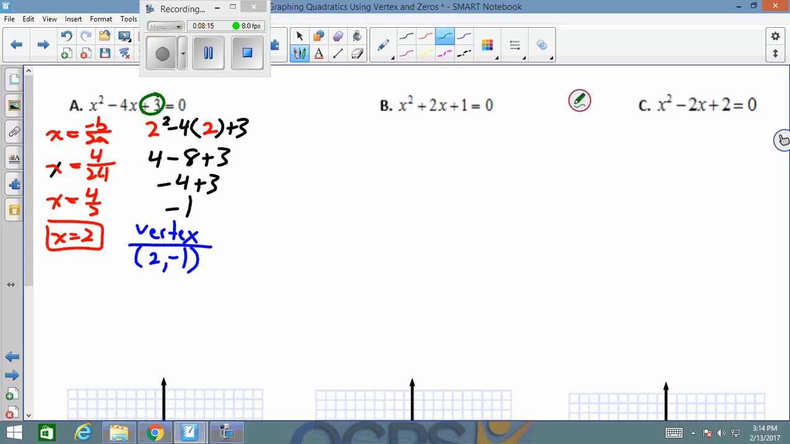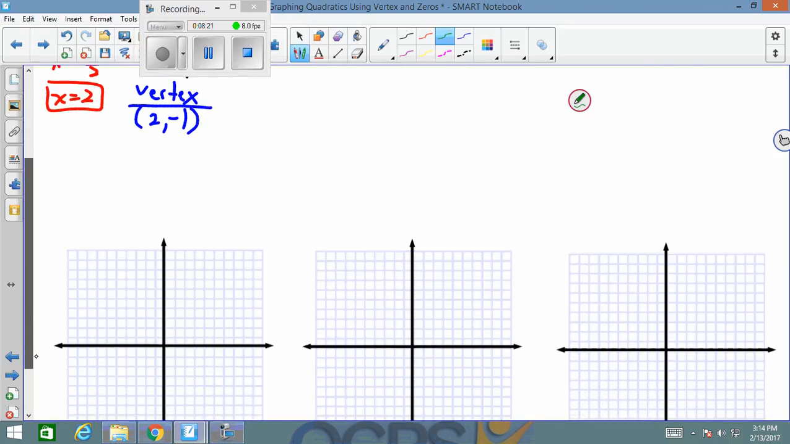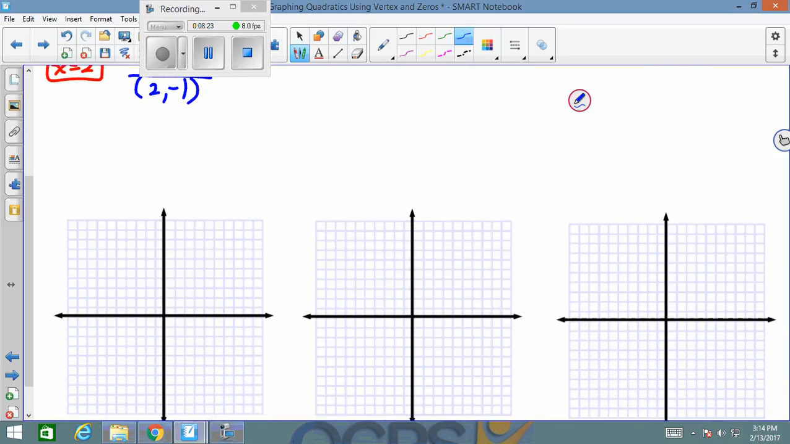But here, there's another way. This c value is my y-intercept, which means I have a point at 0, 3. So what I'm going to do is I'm going to graph my vertex first. So it's 2, negative 1. Then I'm going to graph my y-intercept, which is at 0, 3. And remember, what I know is I know there's a dotted line that comes through here.